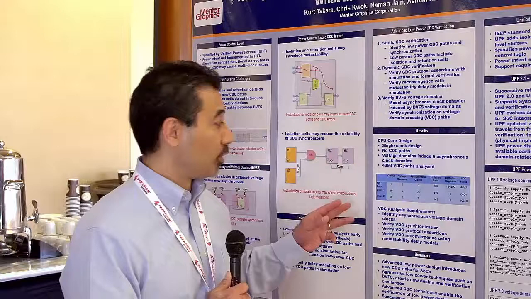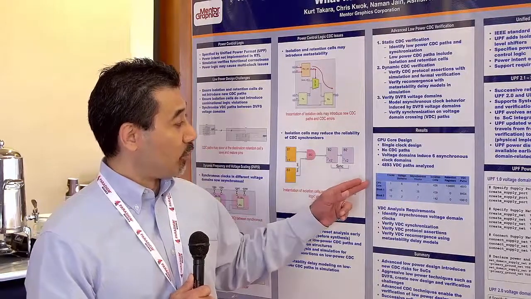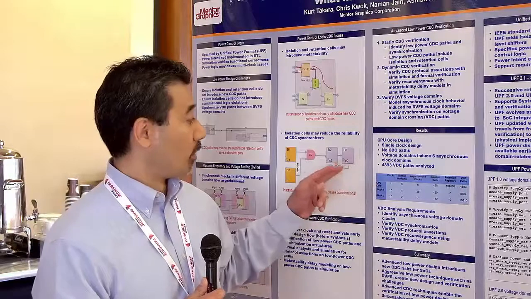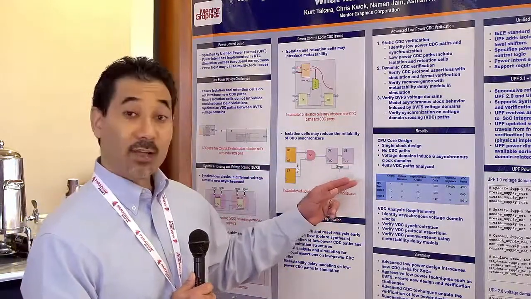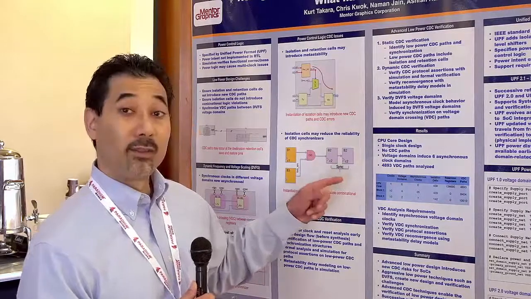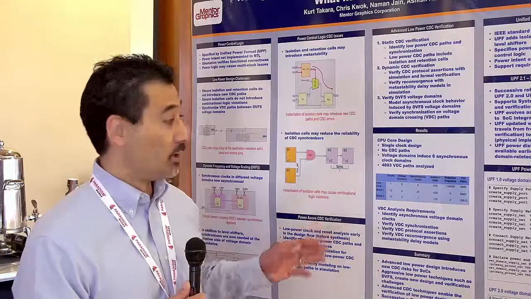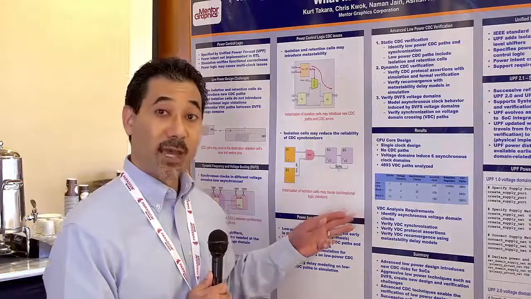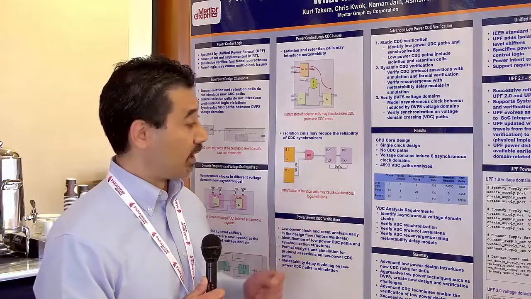Some of the results we're looking at is the fact that even some of these CPU designs have one clock, but with voltage domains, we now see 6 asynchronous clock domains. So that means there's some additional CDC paths that need to be verified on even single clock CPU designs.